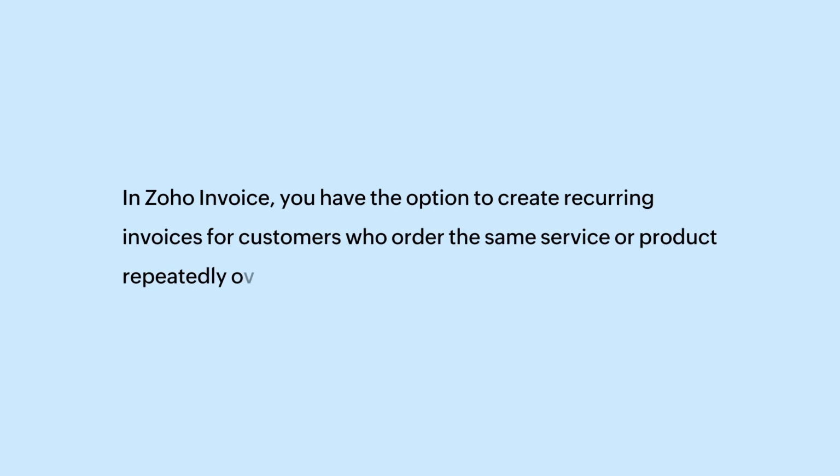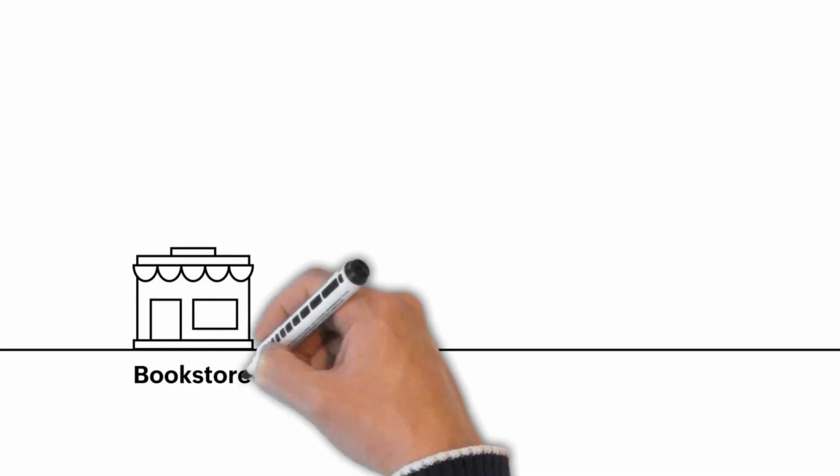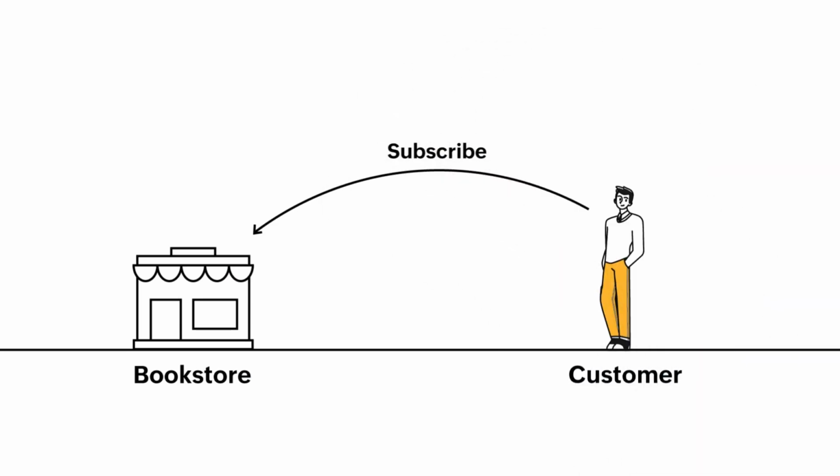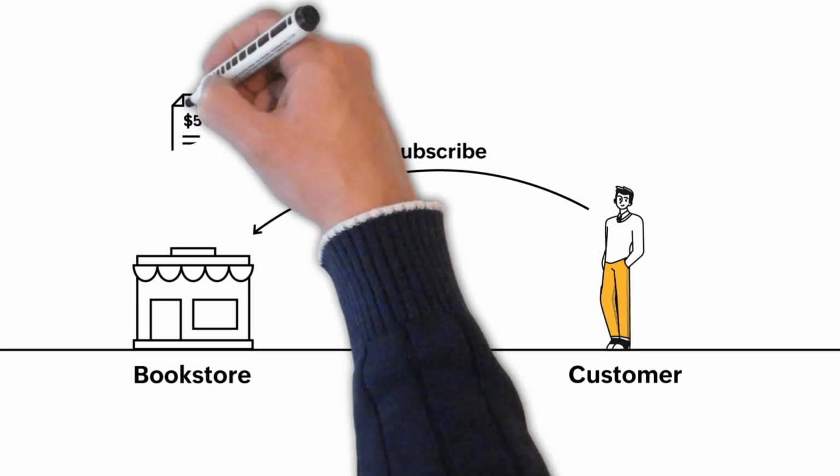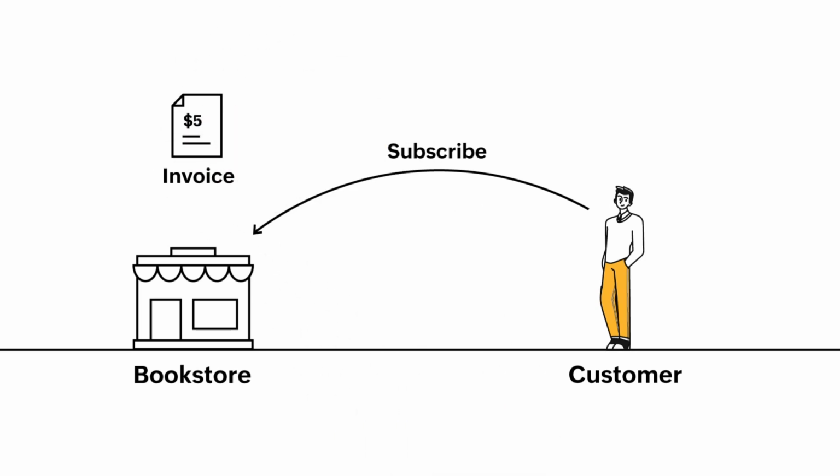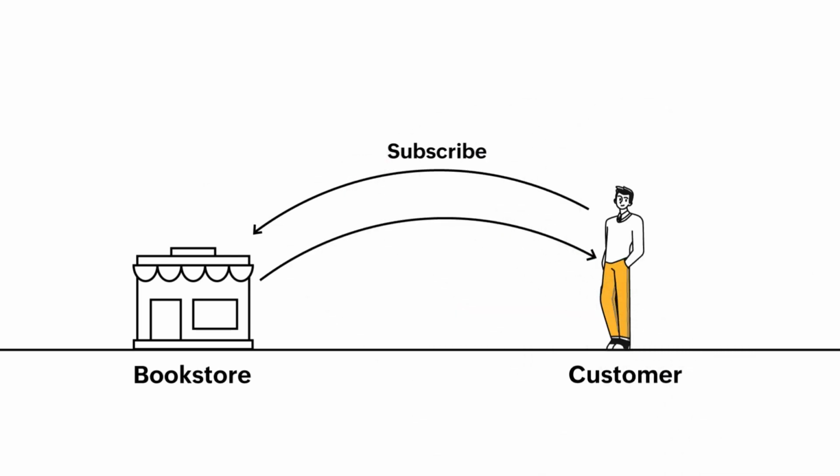In Zoho Invoice, you have the option to create recurring invoices for customers who order the same service or product repeatedly over a time interval. Imagine you run a bookstore and your customer subscribes to one of your monthly magazines. As a business owner, you would have to raise an invoice for $5 every month for their purchase. In such cases, you can automate the sending of invoices by creating a recurring invoice on a monthly basis.